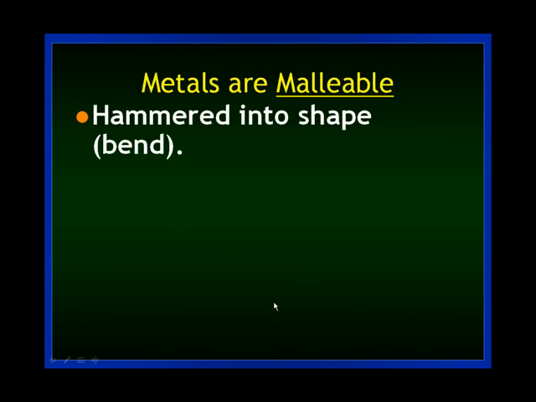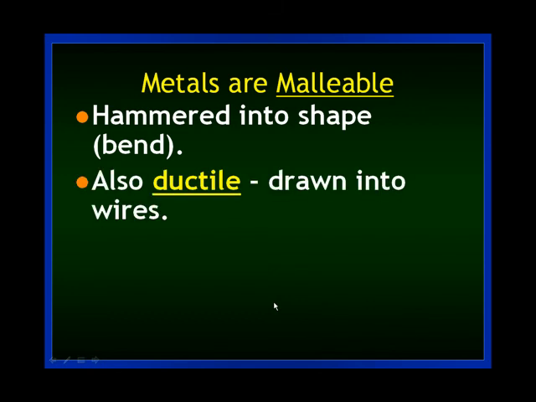This also allows metals to be malleable. Okay, malleable means it can be hammered or bent into shapes. Because you can essentially be stretching it at that point. Metals are also ductile, and what ductile means is it can be drawn into long, thin wires, like copper. Copper is what we use to make wires that carry our electricity.